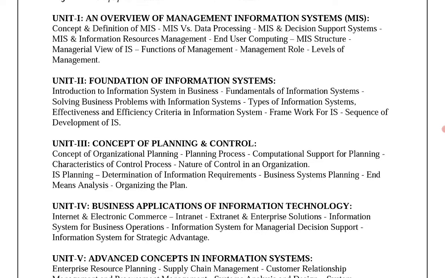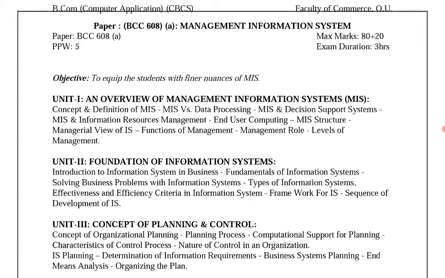The first unit contains an overview of Management Information Systems, MIS. So concept and definition of MIS, MIS versus data processing, MIS and decision support systems, MIS and information resource management, end user computing, MIS structure, managerial view of MIS, functions of MIS, management role, levels of management. So this is the syllabus of the first unit. So we start with the syllabus.